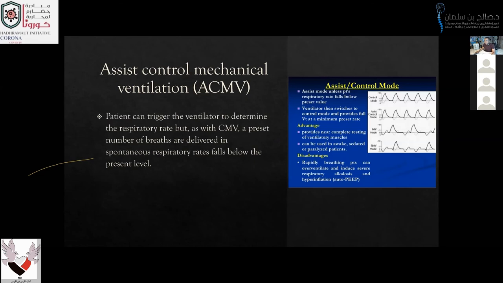In assist control mechanical ventilation, the patient triggers the ventilator to determine the respiratory rate. In controlled mechanical ventilation, a preset number of breaths are delivered if the spontaneous respiratory rate falls below the preset level. The advantage is that it provides near complete resting of the ventilatory muscles. The patient doesn't tire, and it can be used in awake, sedated, or paralyzed patients. But the disadvantage is that a rapidly breathing patient can over-induce severe respiratory alkalosis and autoPEEP.